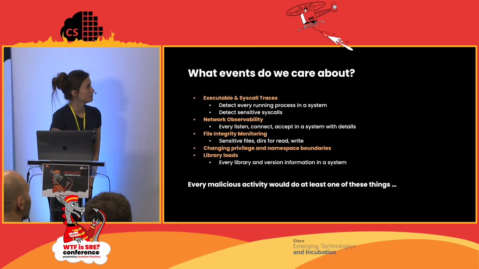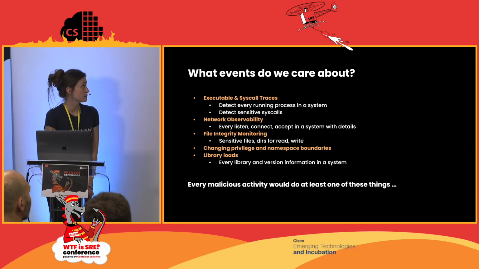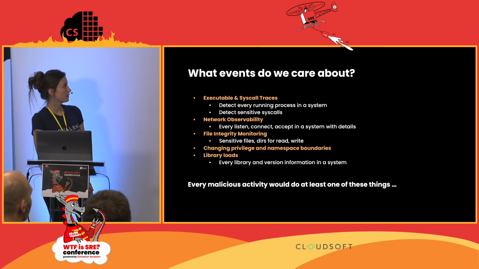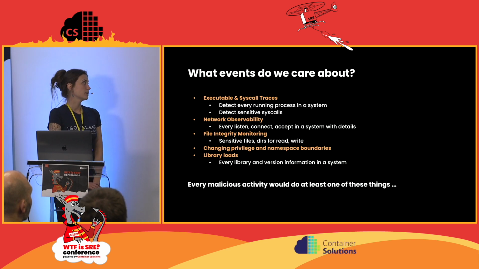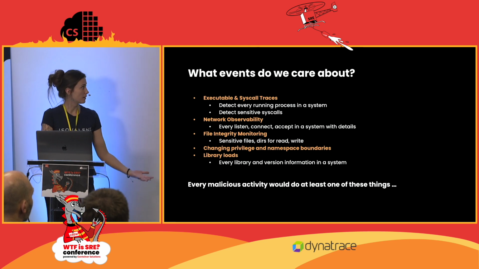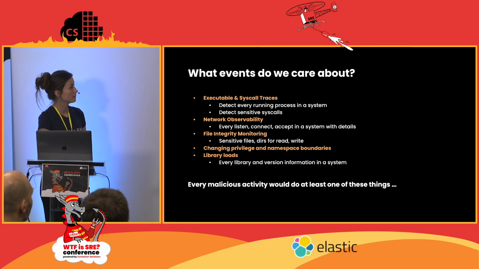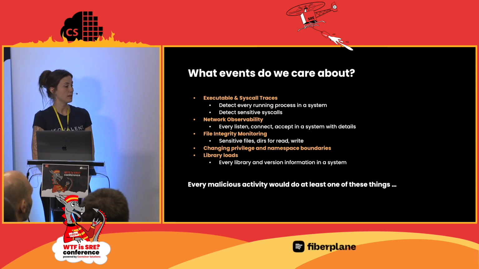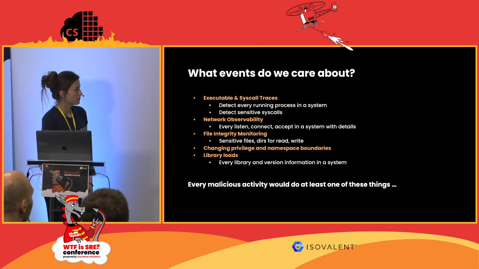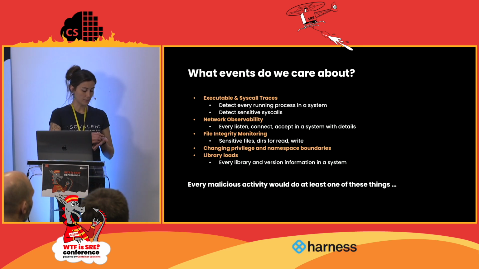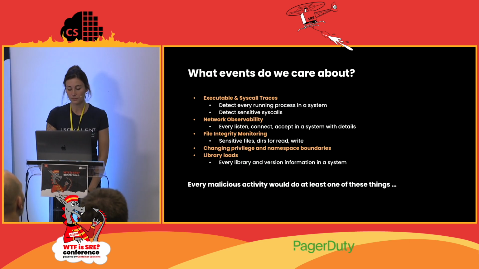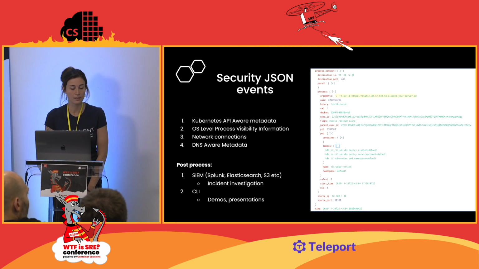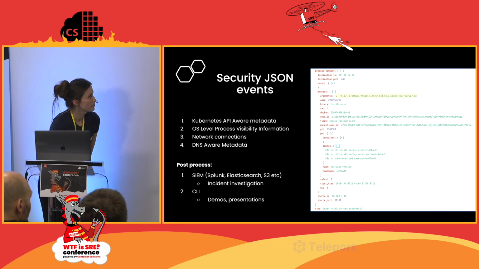So what events do we actually care about? Of course, I talked about executable and syscall traces. We can detect every running process in the system. We can detect sensitive system calls, network observability, file integrity monitoring, changing privileges, namespace boundaries, and library loads. If you think about a malicious activity that is happening on the cluster, it would do at least one of these things.